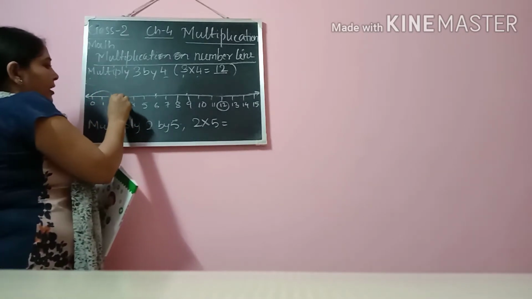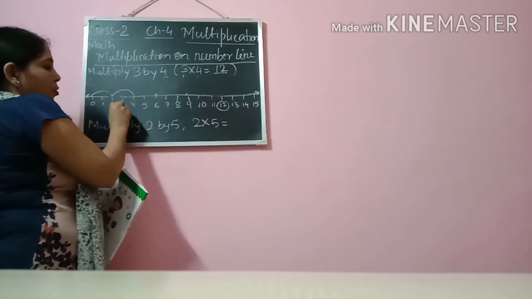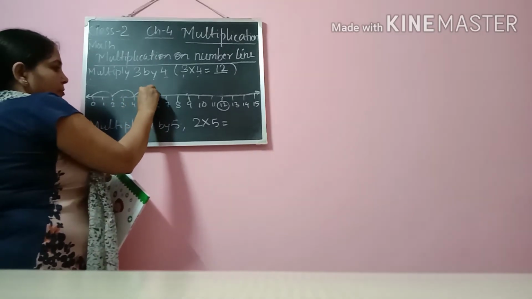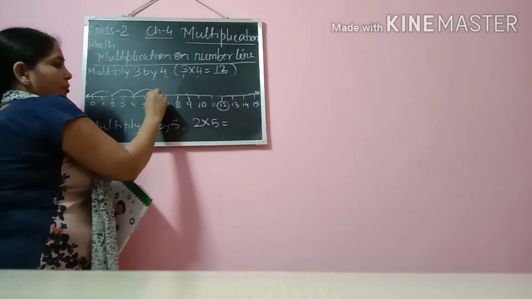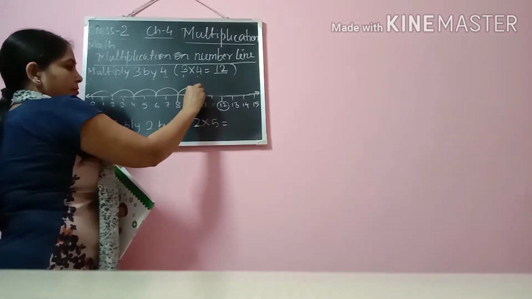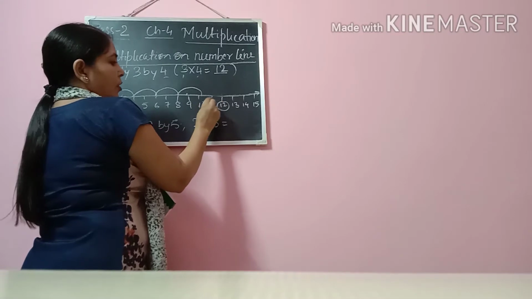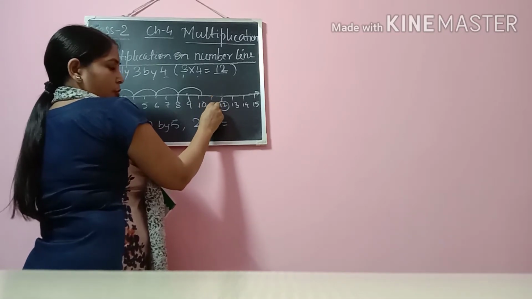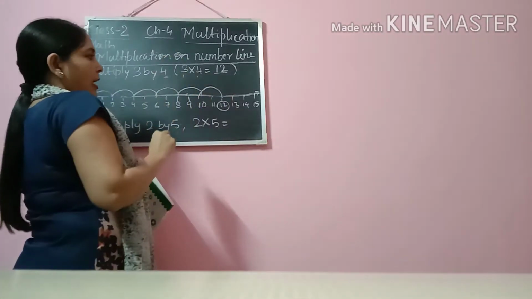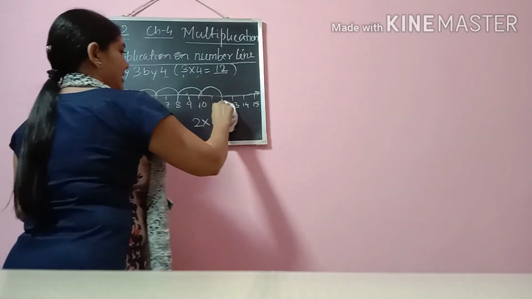Now from here, 1, 2. Then again 1, 2. Then again 1, 2. Then next 1, 2. Okay, we have to skip only 5 times, not 6 times.